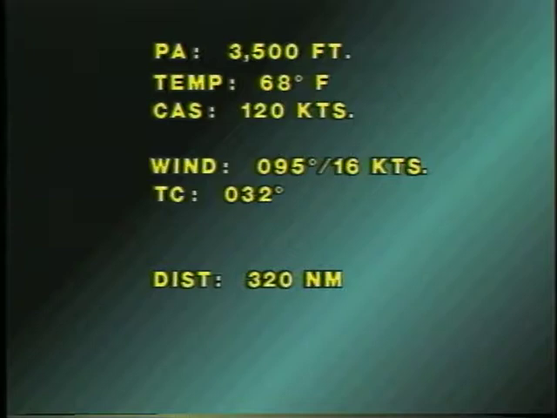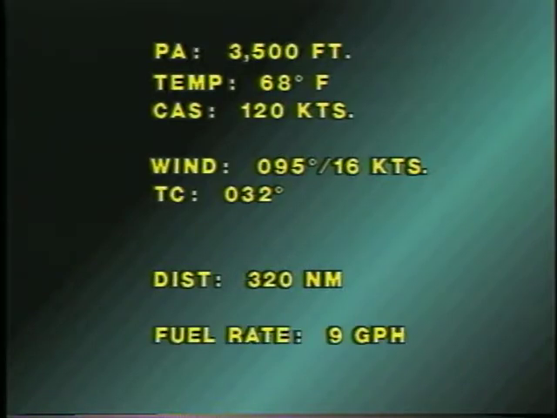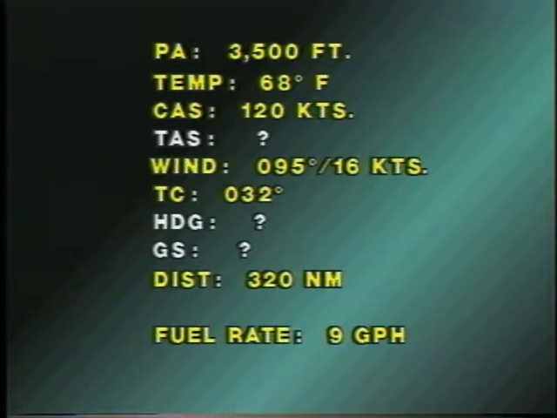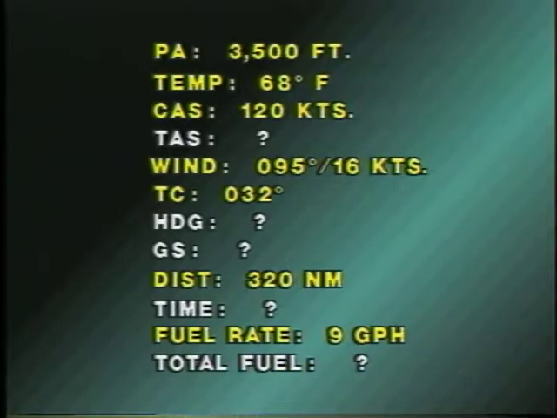For fuel planning purposes, your airplane uses 9 gallons of fuel per hour. What you need to determine is the true airspeed, which will then allow you to find your heading and ground speed. Once ground speed is determined, you'll be able to calculate the time en route to your destination and the amount of fuel needed for the trip.